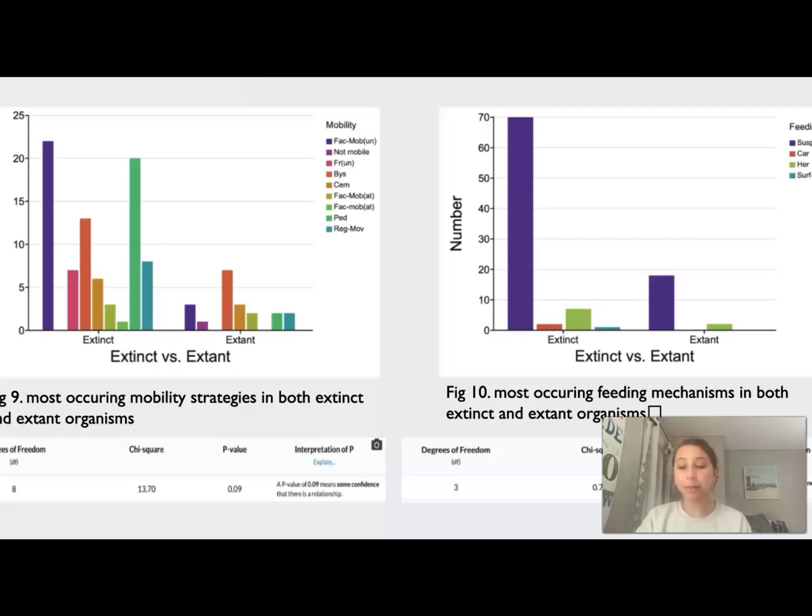Figure 10 shows the most occurring feeding mechanisms in both extinct and extant organisms, and you can see here in both the extinct and extant category, suspension was the most prominent and the one that occurred most frequently. Therefore, the p-value was 0.85, and this means that there's no evidence that there was a relationship. So it really doesn't matter what the organisms are intaking in order to sustain themselves.